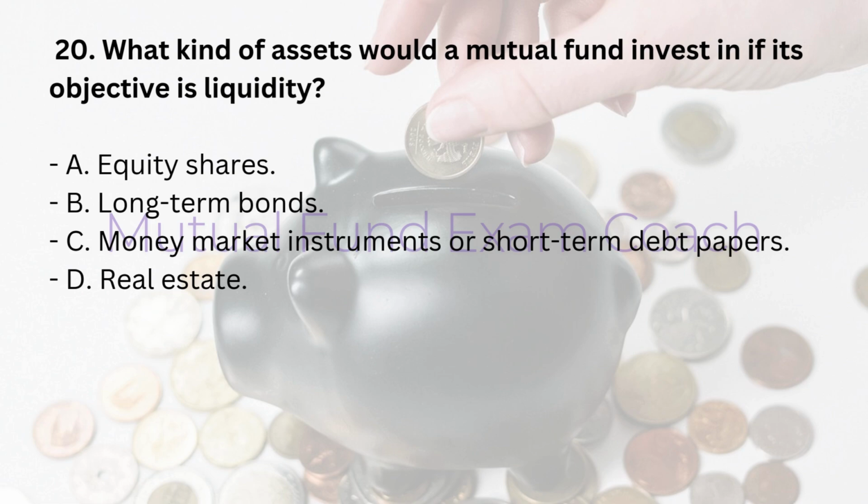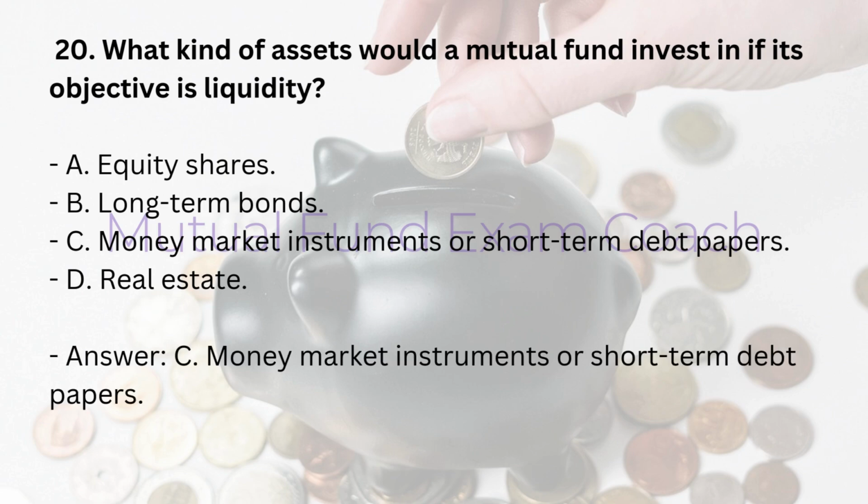20. What kind of assets would a mutual fund invest in if its objective is liquidity? A. Equity shares. B. Long-term bonds. C. Money market instruments or short-term debt papers. D. Real estate. Answer: C. Money market instruments or short-term debt papers.